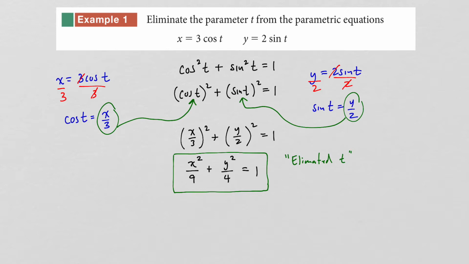Now, what does this equation look like when you graph it? Well, if you remember from intermediate algebra, this equation, when graphed, is what we call an ellipse. And let's go ahead and bring in a picture of what that would look like.